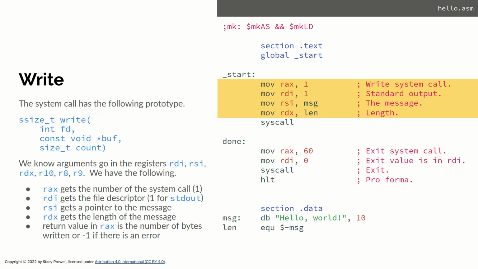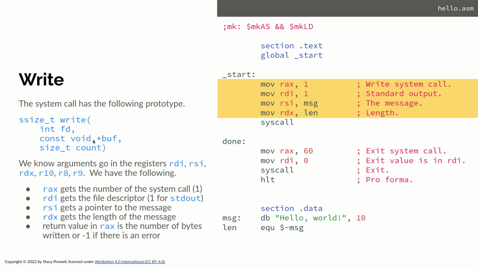So is that right? Looking at the man page for write, I will find out that it has this function prototype. It takes 3 arguments: a file descriptor, a pointer to a buffer to write, and a count, a number of bytes to write. And I know that arguments have to go in these registers in order. Since there are 3 of them, they have to go in RDI, RSI, and RDX. So the file descriptor has to go in RDI. And in fact, we do that right here.